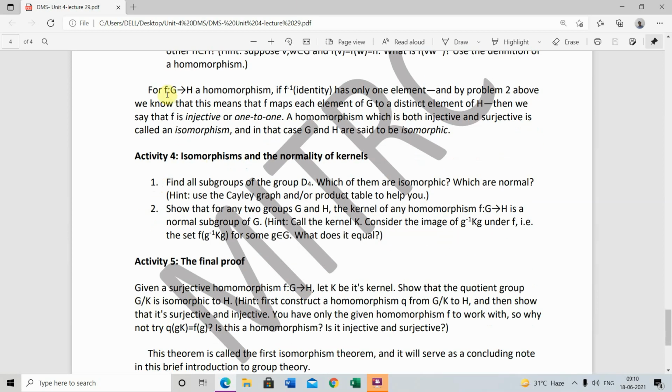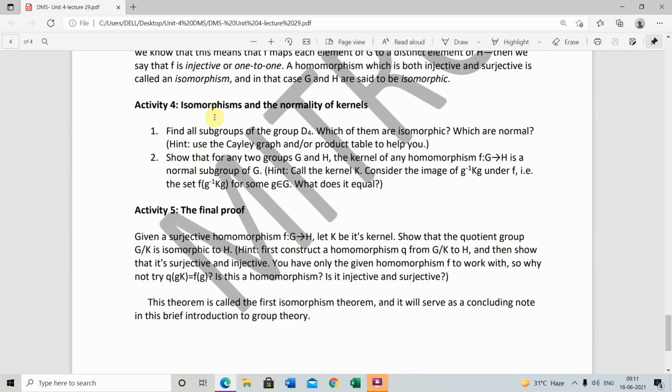For f from G to H a homomorphism, if f inverse of the identity has only one element, and by problem 2 above we know that this means that f maps each element of G to a distinct element of H, then we say that f is injective or one-to-one. A homomorphism which is both injective and surjective is called an isomorphism, and in this case G and H are said to be isomorphic. Isomorphism and normality of kernel.